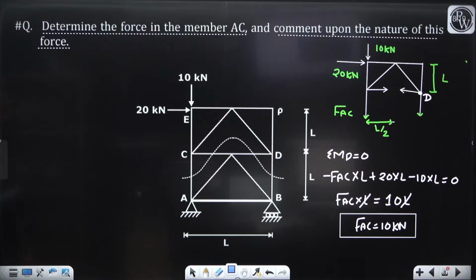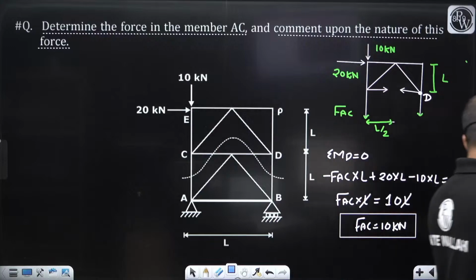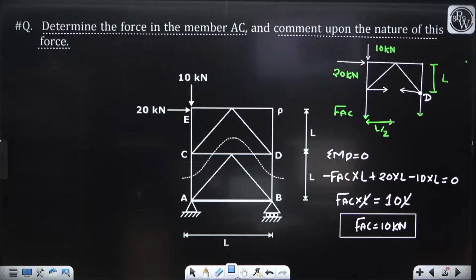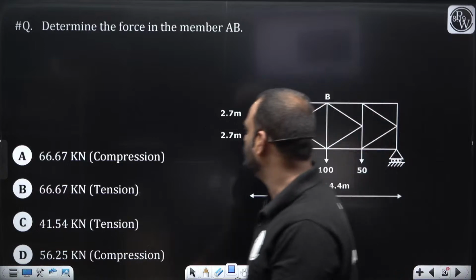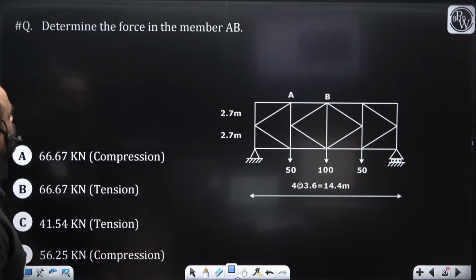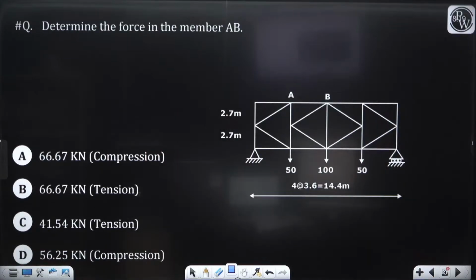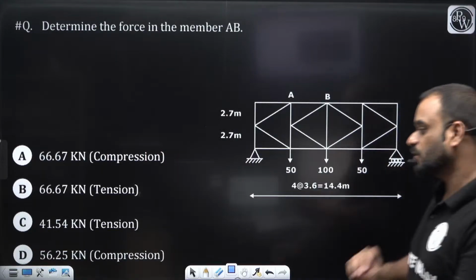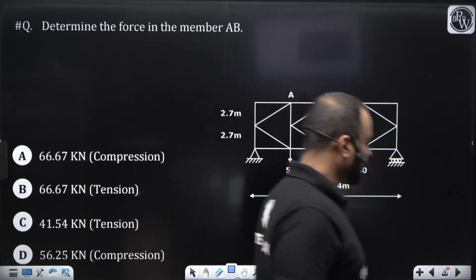I hope each and everyone is able to understand this particular problem guys. Clear? Okay. Now let's move to the next question. We need to find out the force in member AB. Just try it once and please let me know the answer guys quickly. I'm giving 2 minutes for this particular question to solve, and let me know which particular option is correct for the given problem.